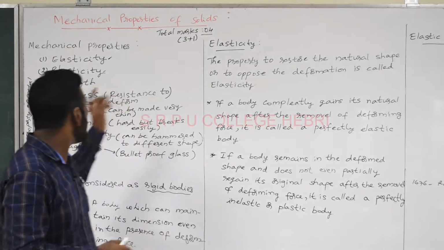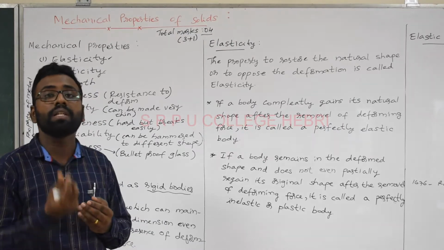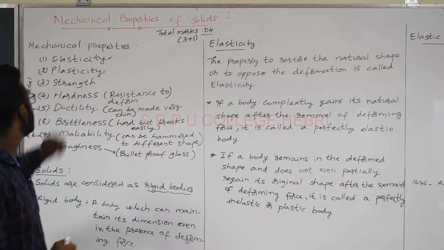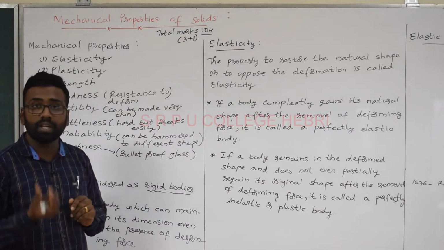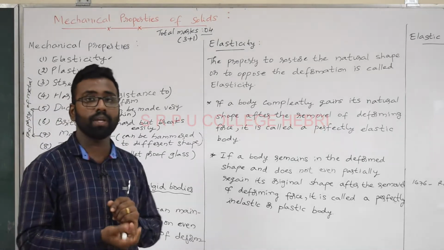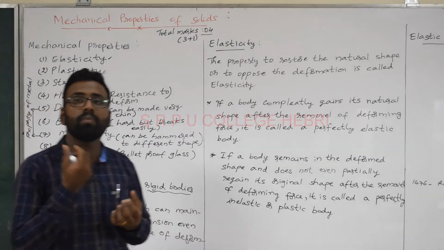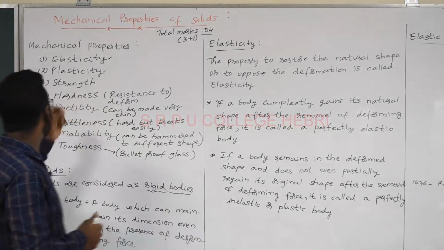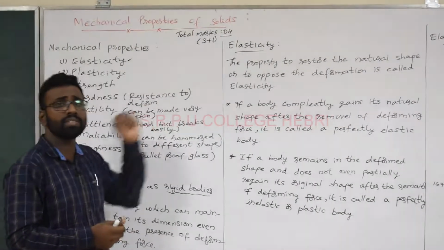So elastic property means the material is going to regain its original shape or size, or we call it the original dimension. Then the next one is plasticity. If the body is not able to regain its original shape or size, then we call it plasticity or the plastic body. Then strength: the strength of the material is nothing but the ability of the material to withstand a certain applied force. Then the next property is hardness. It is the same thing as strength.